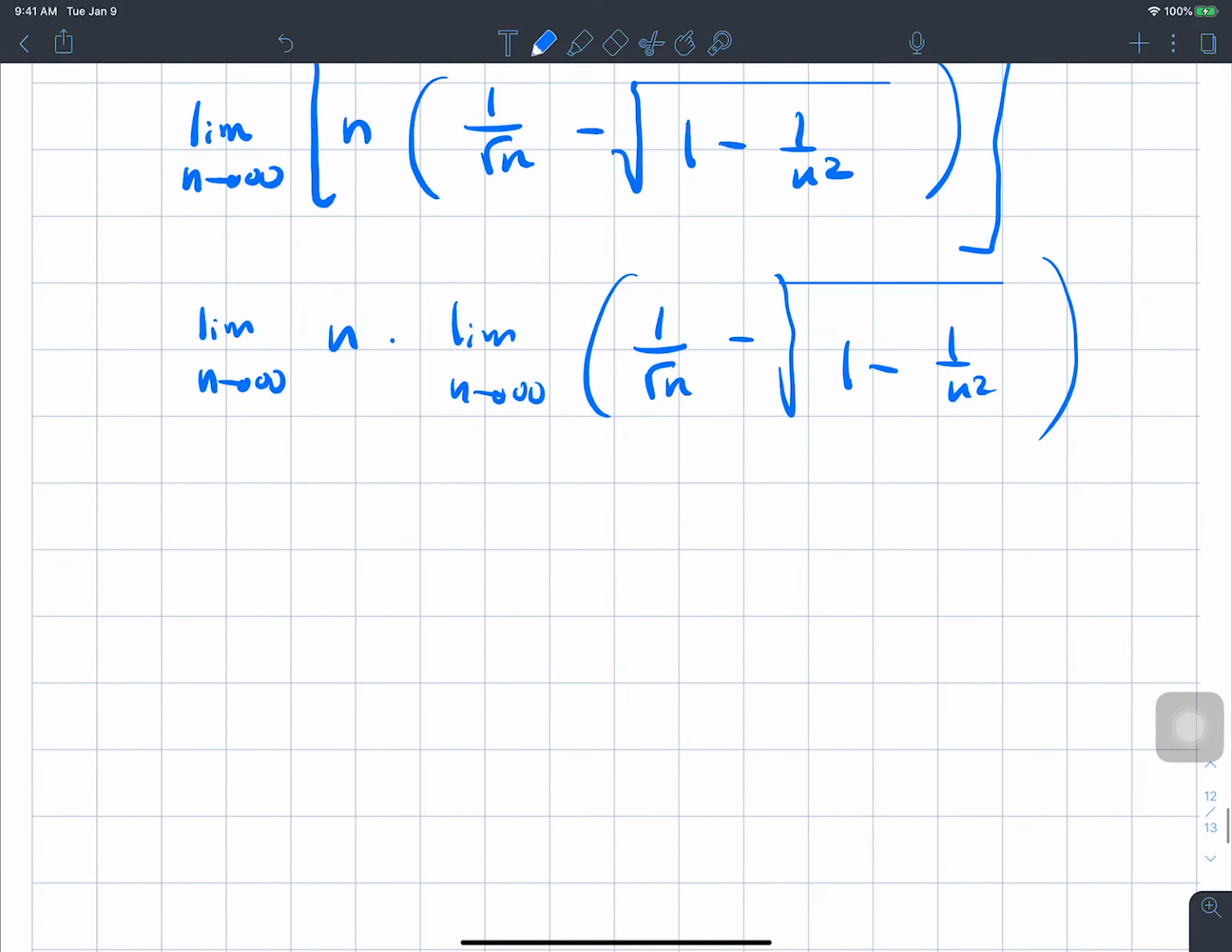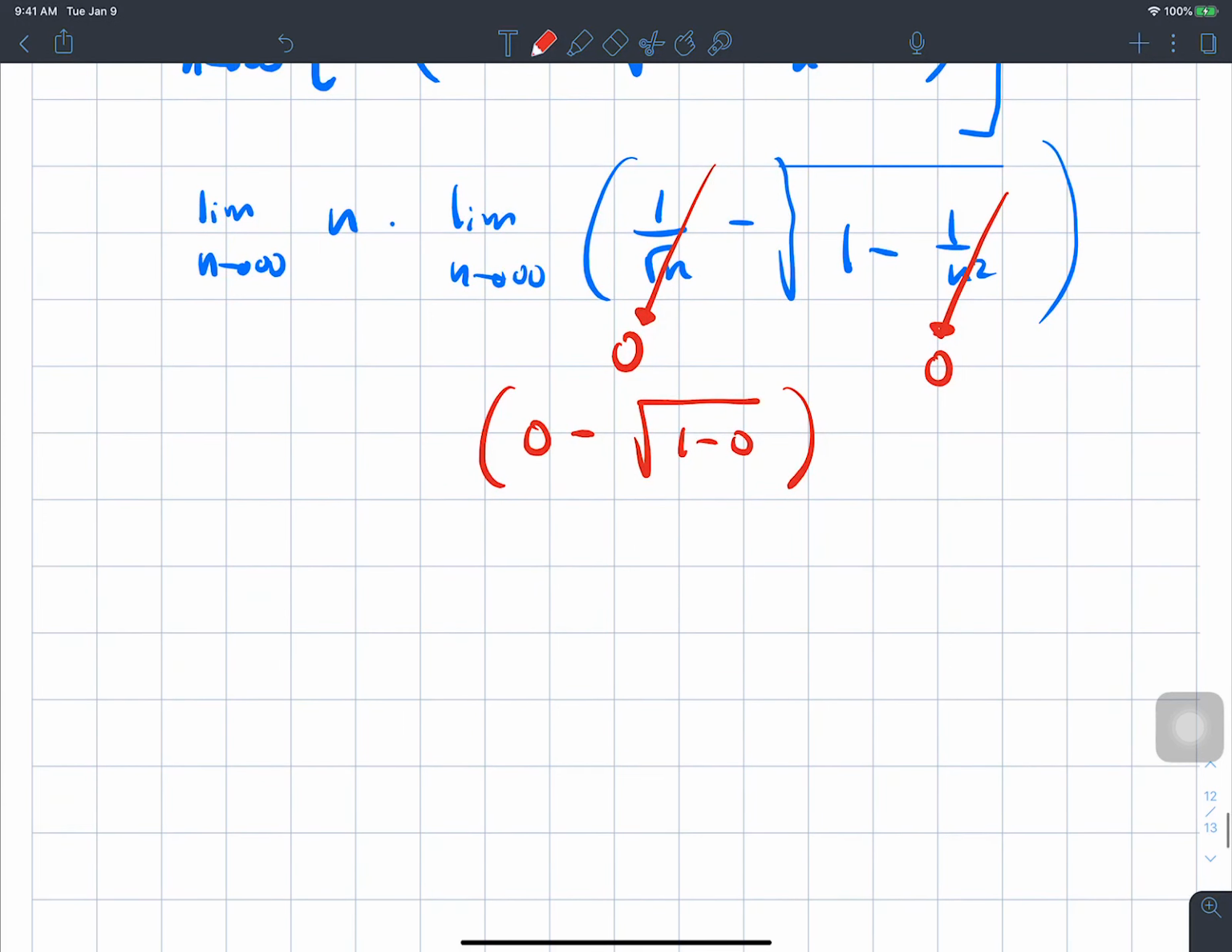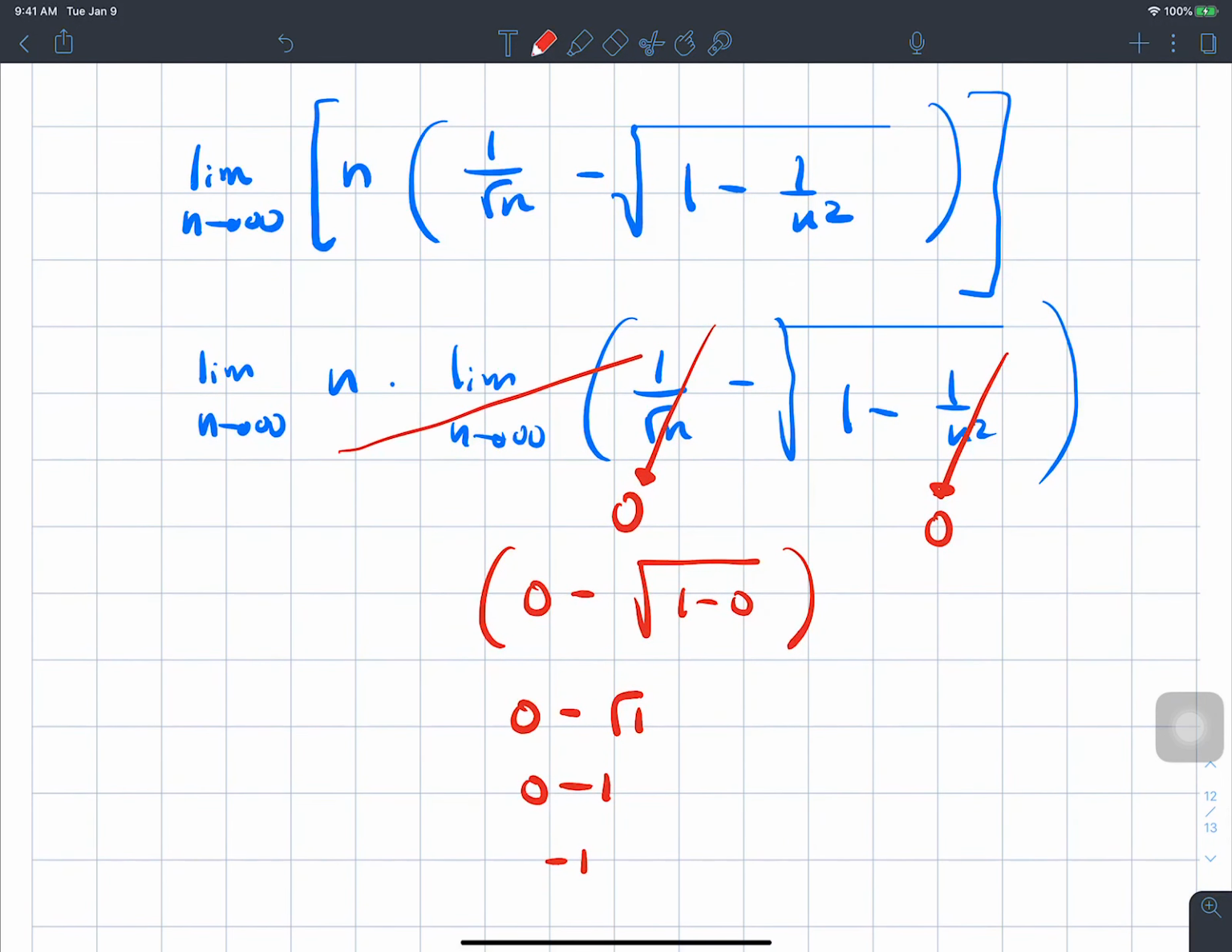Now, on this portion on the right side, we know this goes to 0. 1 over n squared goes to 0 as n gets big. 1 over the square root of n goes to 0 as n gets big. So for this portion, this is going to be 0 minus square root of 1 minus 0. And you say, okay, this is 0 minus the square root of 1. 0 minus, this portion is simply negative 1. So this limit is negative 1.